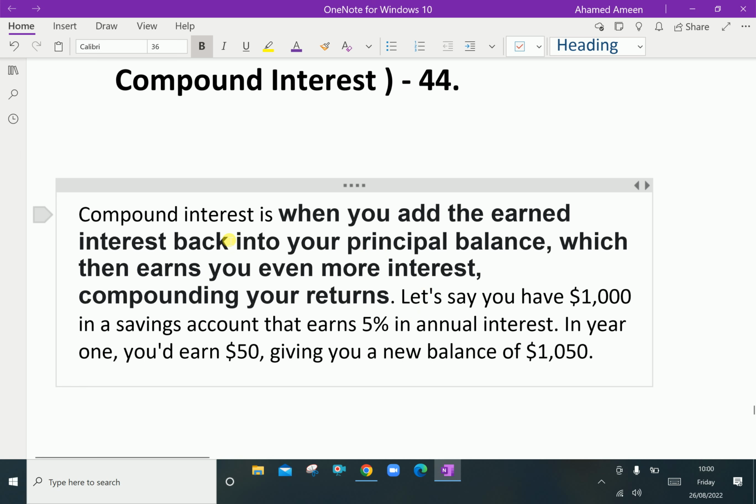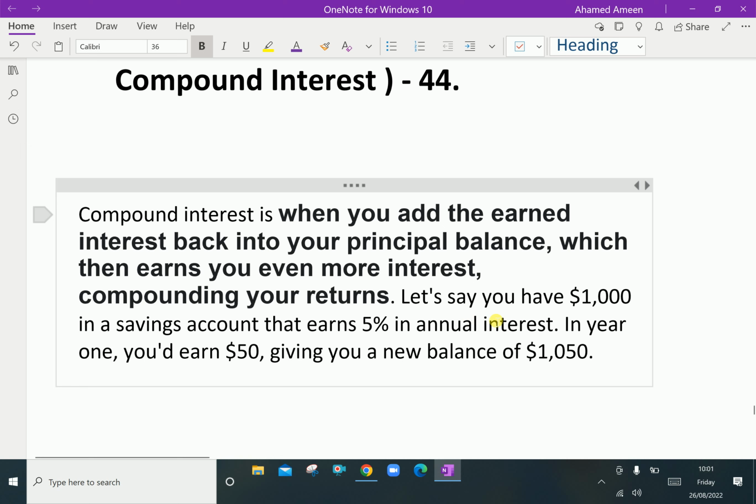That means, suppose a certain amount is deposited in a bank, and they give interest for a particular period, per month or per annum. But that interest is not withdrawn; it is added to your principal, that is compounded. Every interest paid is added to your principal, and then interest is calculated on it. This is called compound interest.